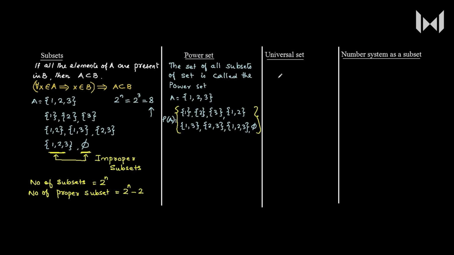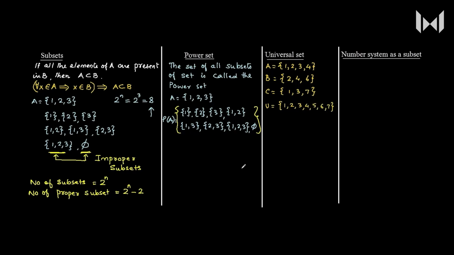A set which contains all the elements of the sets under consideration is called a universal set. So, say for example, if I have set A as 1, 2, 3, 4, and then I have a set B which is 2, 4, 6. I have a set C which is say 1, 3, 7. Now, because A has 1, 2, 3, 4, B has 2, 4, 6 and C has 1, 3, 7, I shall try to write a set which contains all these elements. So, what I do is 1, 2, 3, 4, 5, 6, 7.